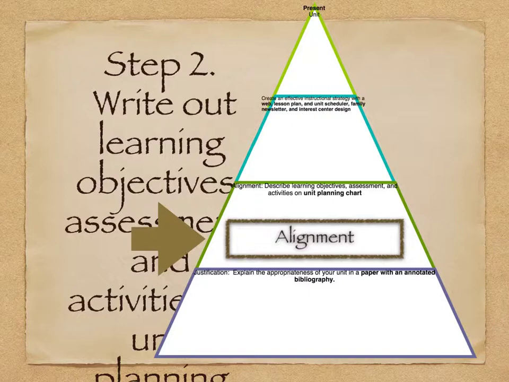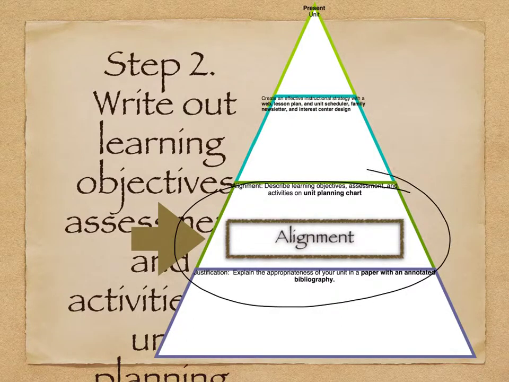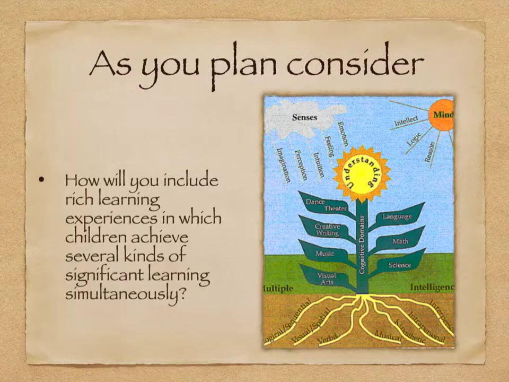I call this step alignment, and I have written the word here and will describe what alignment needs on the next slides. As you plan, you need to consider two things. First, how will you include rich learning experiences in which children achieve several kinds of significant learning simultaneously?